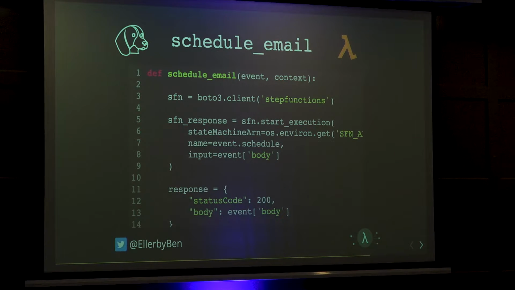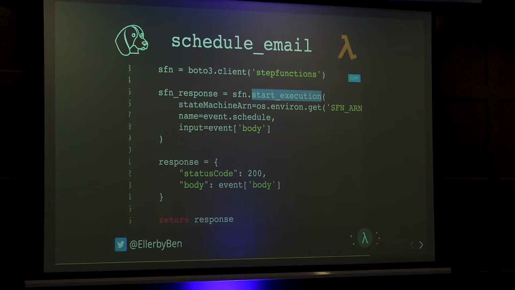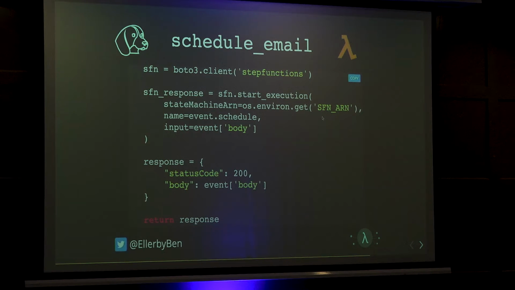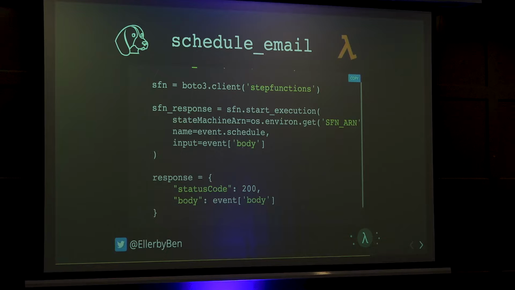So the schedule email Lambda function, which is the first one in that flow that gets called on API Gateway, what is it doing? So it's using the Boto3 client, which is the SDK in Python for AWS. It's instantiating that, and it's using the step functions part of it. It's then calling start execution. So it gives the ARN of the state machine, which it gets from the environment variable. You can set environment variables for your Lambda functions in your serverless config, so you can pass the ARN through there. We're giving the event.schedule, so that's the name, and the input is the body of the event we've got through. So the event to a Lambda function contains some metadata, and then body, which is then the JSON that was passed through. We're going to pass that through here to be the input of the next step.